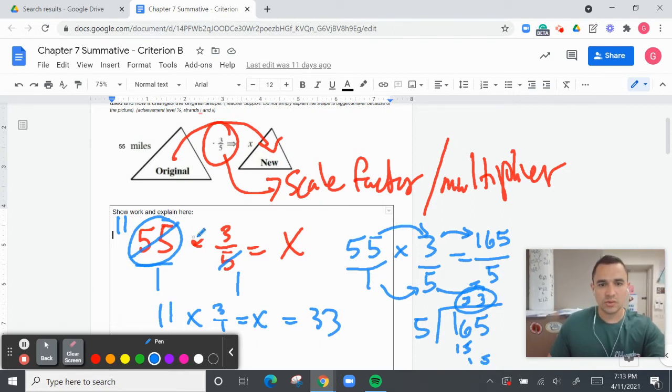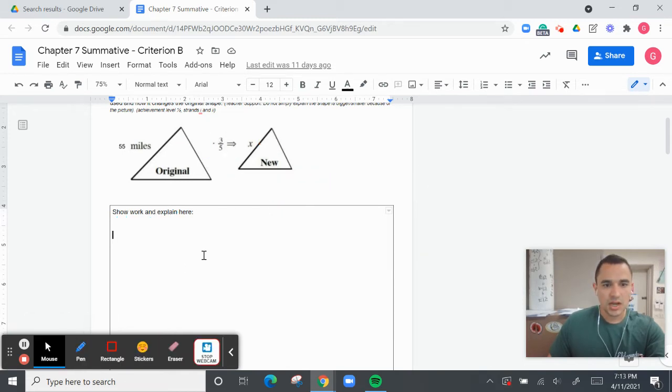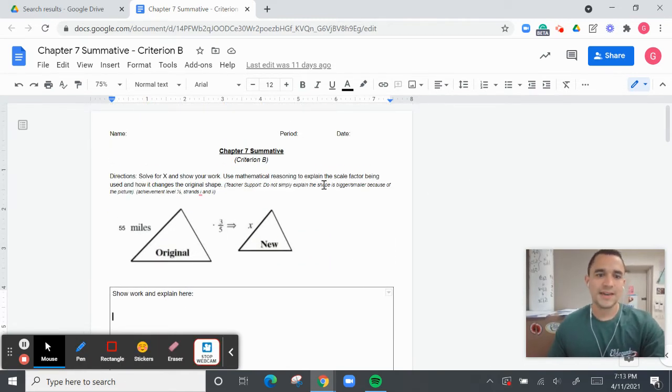The question asks you above here to explain. So let me clear the screen. You need to explain the scale factor being used and how it changes the original shape. So the scale factor being used is a number that's less than 1. So this is the main relationship that we want you to do with the entire test. If it's a number less than 1 that is being multiplied, that is going to be reducing it down. It's going to be decreasing.